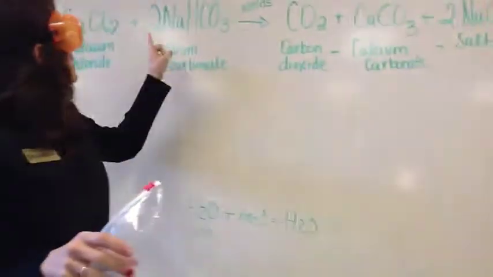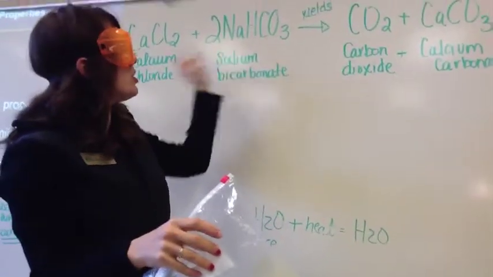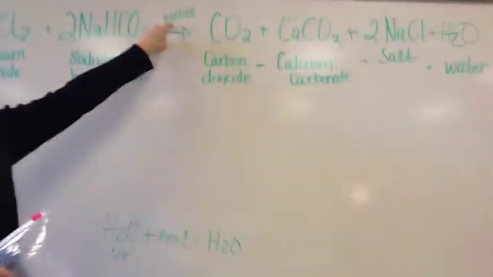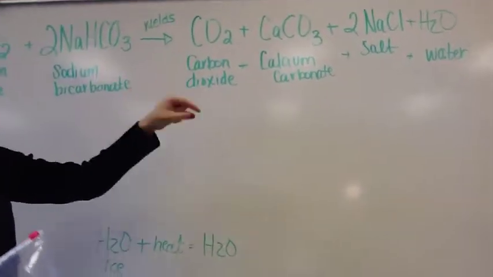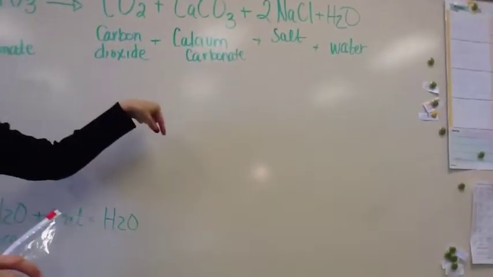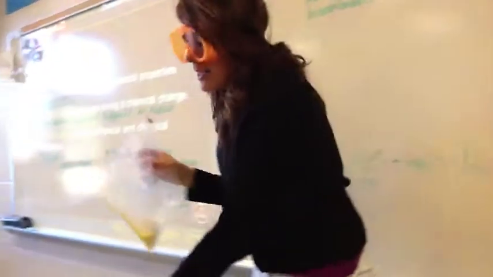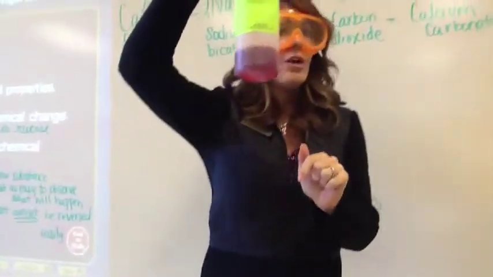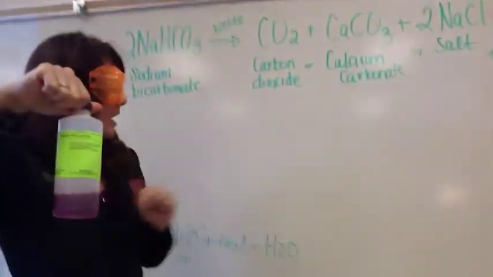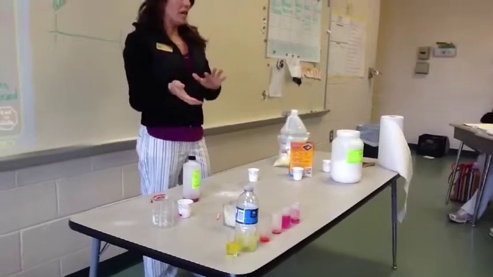And what happens is calcium chloride plus sodium bicarbonate. These two chemically combine and they yield, which means they give off, the products carbon dioxide, calcium carbonate, salt, and water. And the reason it's yellow is because it is acidic. Any questions? All right.